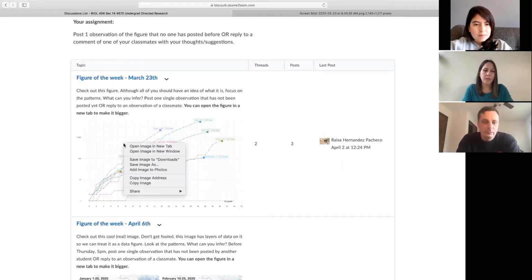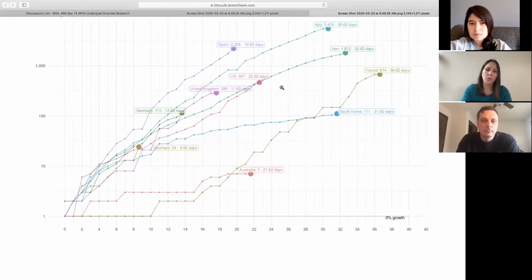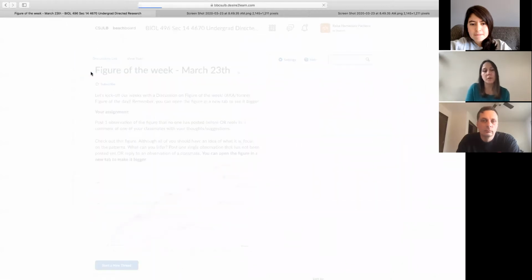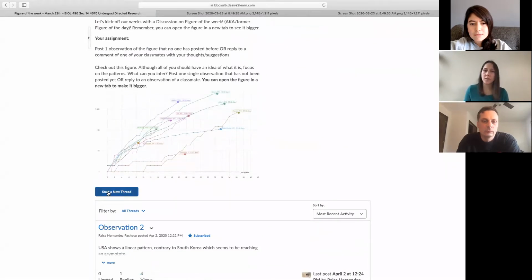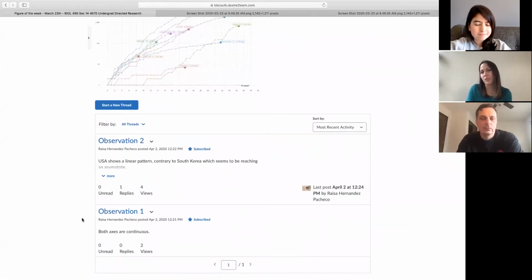Here they can open the image in a new window. They can spend all the time they want, in this case in their houses alone, but they can also mimic the same conversation they would have in class through the discussion board. Let's say they want to participate in figure of the week, March 23. They will either start a new thread or look at threads that have already been created. I created two here to give you an example.